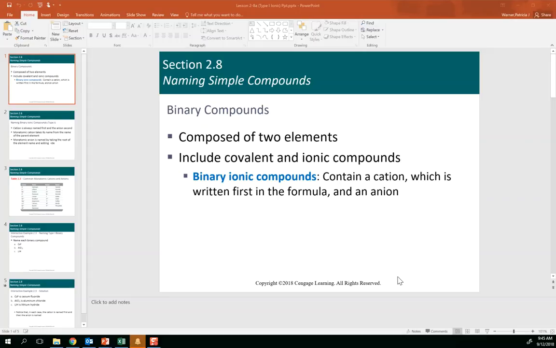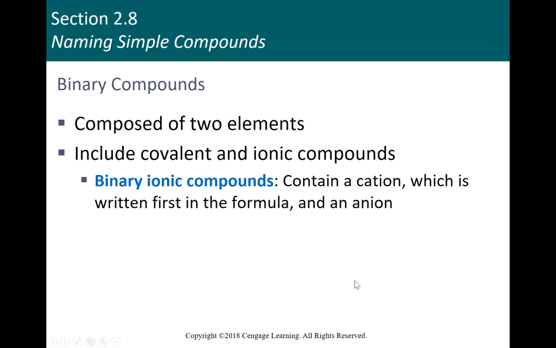Welcome to lesson 2.8a. Today we're going to start learning chemical nomenclature, and we're going to learn how to name some binary compounds. The first type of compound we're going to learn how to name is a binary ionic compound, a type 1 binary ionic compound.